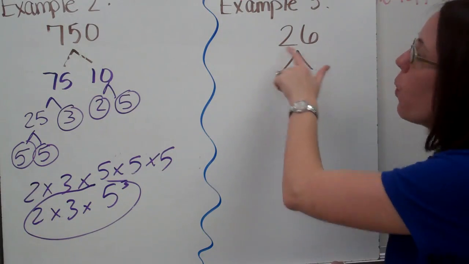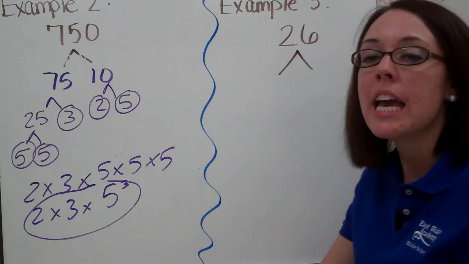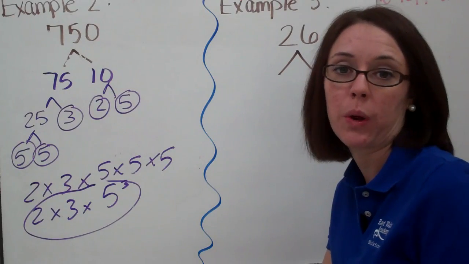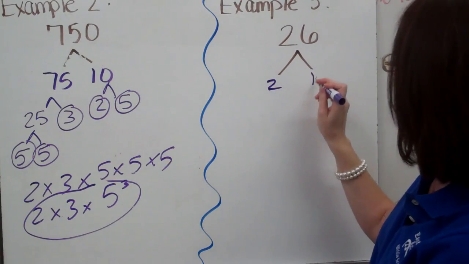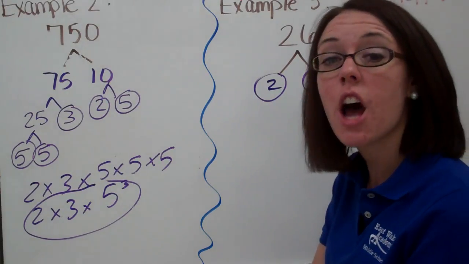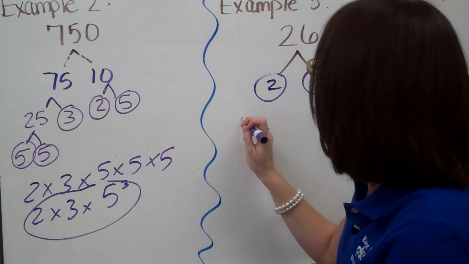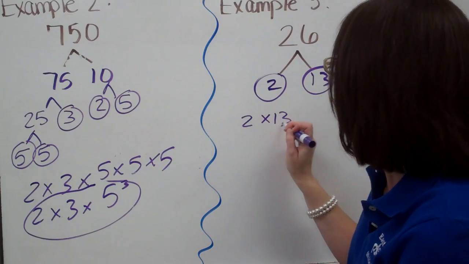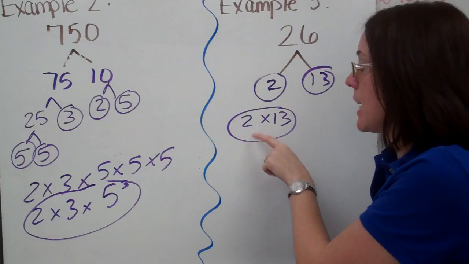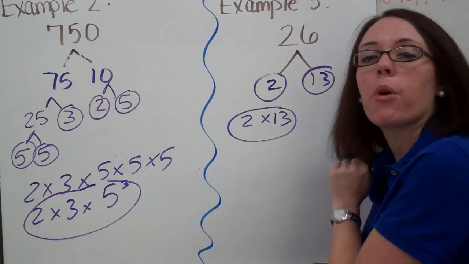Example 3, 26. For 26, is it composite? Yes, there are numbers I can multiply together to get 26. 2 times 13 gives me 26. 2 is prime. 13 is also prime, so we can stop. Our solution or our answer is 2 times 13. We can't write that in exponential form because there's not more than one 2 and there's not more than one 13.